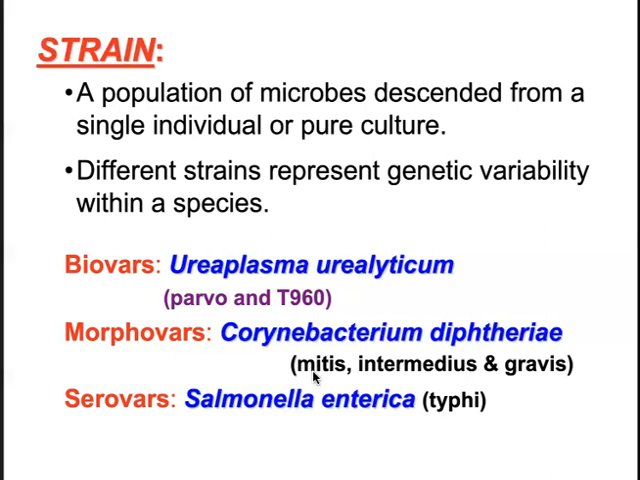Those that are small are called mitis. Those that are intermediate or medium size, we call intermedius. And then we have gravis. So mitis, intermedius, and gravis are the morphovars of Corynebacterium diphtheriae. The complete name would be, for example, Corynebacterium diphtheriae morphovar mitis. So we insert the terms morphovar, biovar, and serovar in between. And then for serovarieties, they are serologically varied from the pure culture. So we have here Salmonella enterica serovar Typhi.